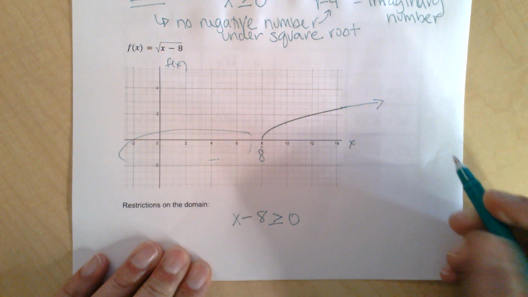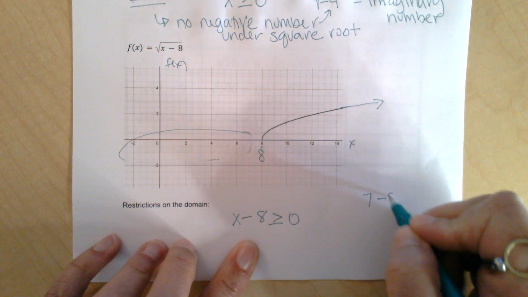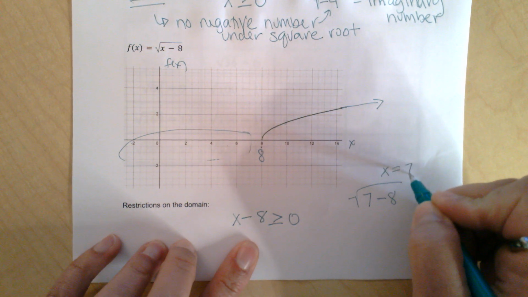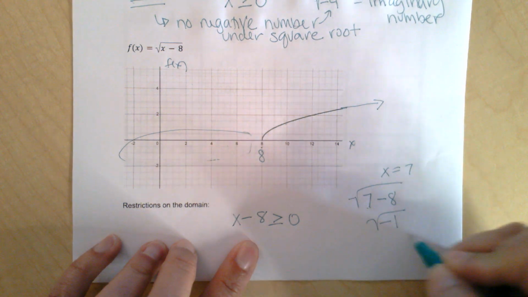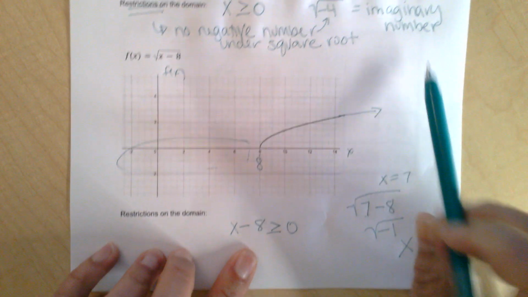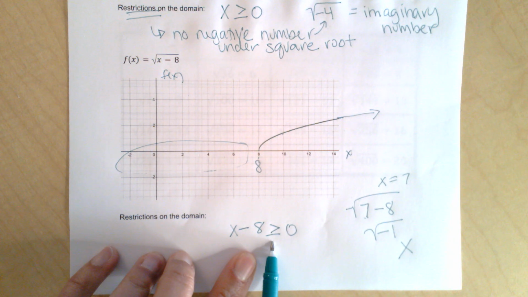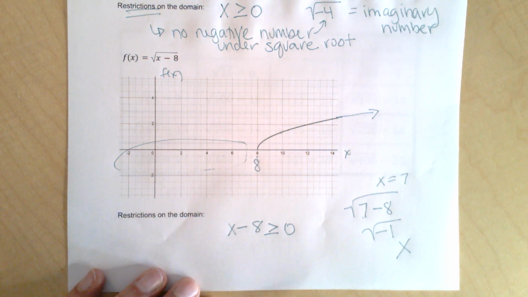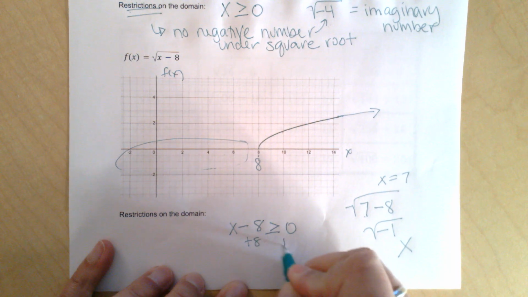So let's say if we put in 7. So 7 minus 8, let's say we did that one. Let's say that x equals 7. We put 7 in, 7 minus 8, we get the square root of negative 1. We can't have that because that's an imaginary number. So that's why we have to make it greater than or equal to 0. Just like we were doing for rationals where we set it not equal to 0, this needs to be greater than or equal to 0. Remember, no negatives.